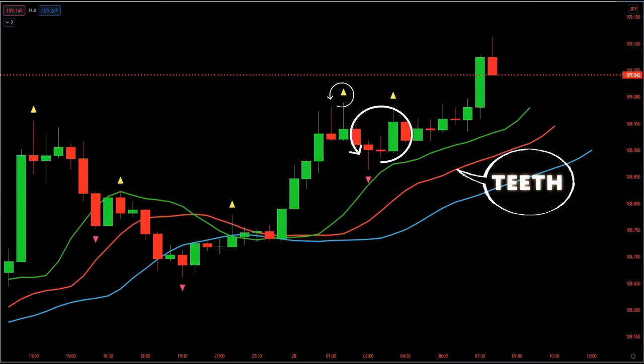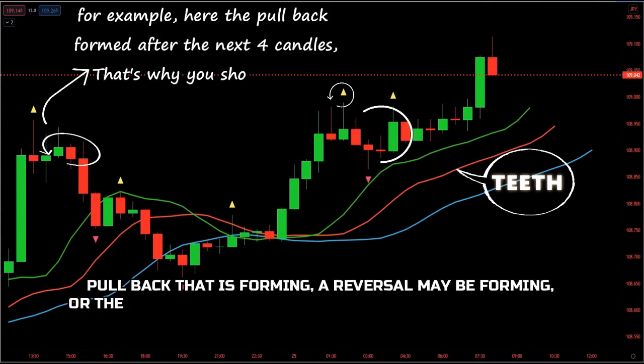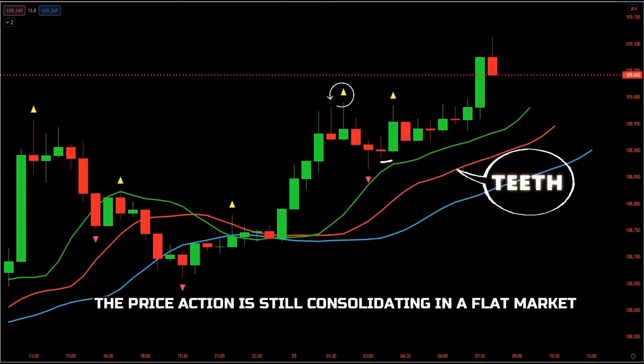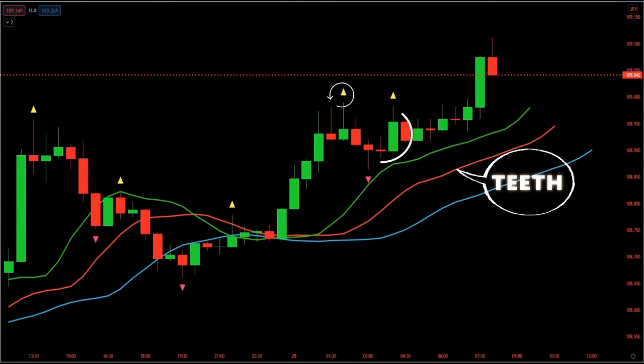The reason this strategy has to wait for at least 5 consecutive candles is that this is the time where either there is a pullback forming, a reversal may be forming, or the price action is still consolidating in a flat market. Any one of those does not sound pleasant if you are looking for a big upward bullish move to form on the chart.